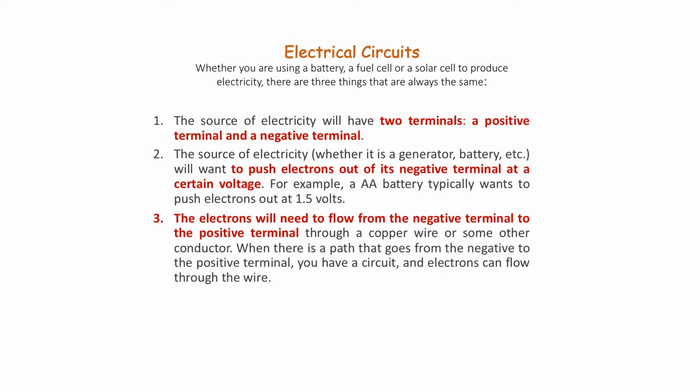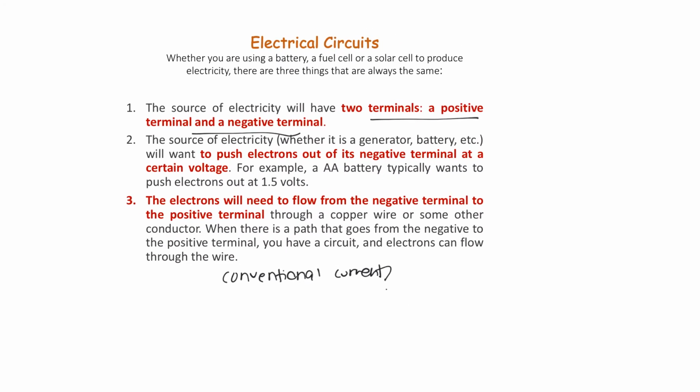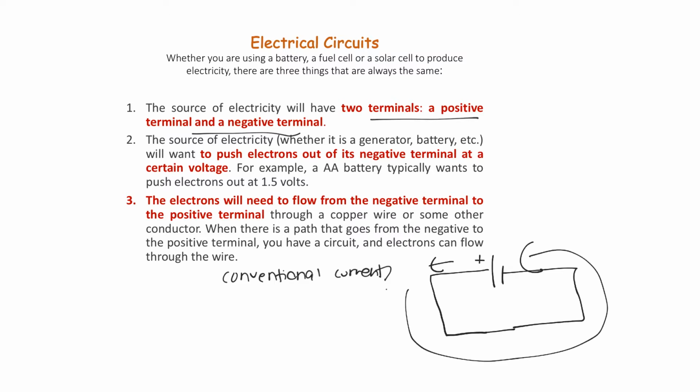Here I already mentioned that we have two terminals, a positive terminal and a negative terminal. So what is the direction of the conventional current? For example, if you have an electric circuit with a battery, will the current flow go from positive to negative, or the other way around?